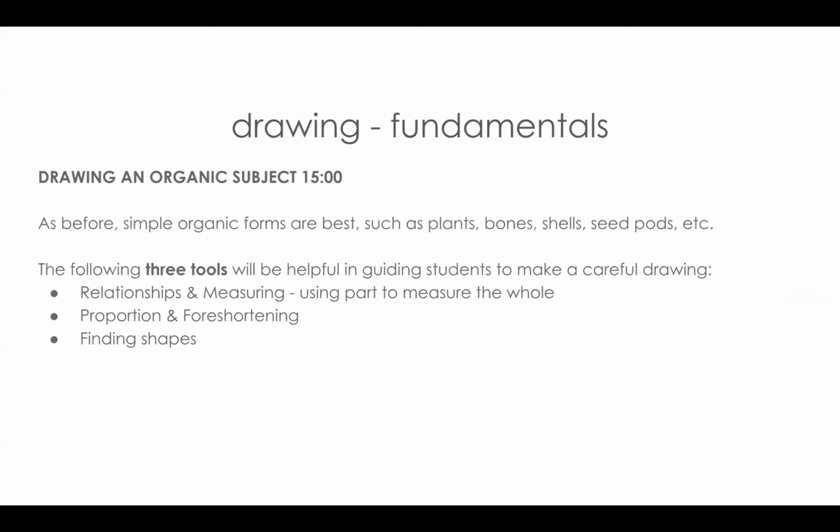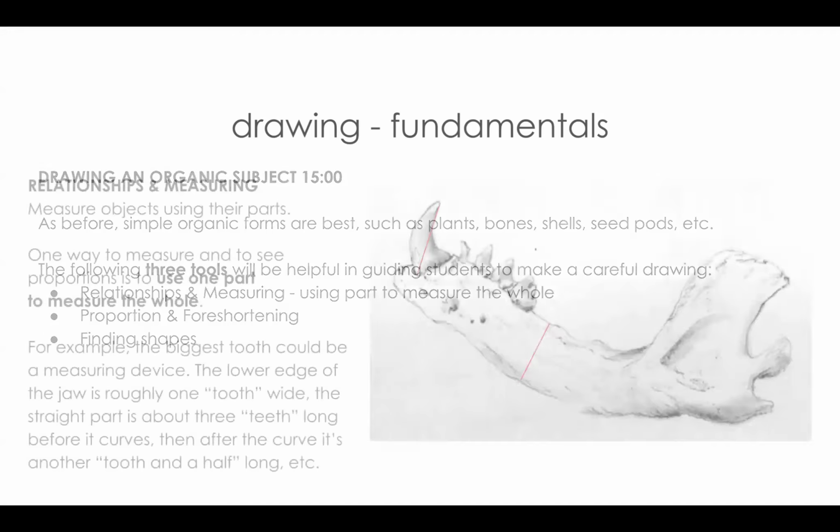And then we settle in a little bit and take a subject and try to fit some things together like a puzzle and see if we can make a drawing. These three tools come in really handy: relationships and measuring, proportion and foreshortening, which I'm going to show you in a minute, and finding shapes, geometric shapes and other shapes.